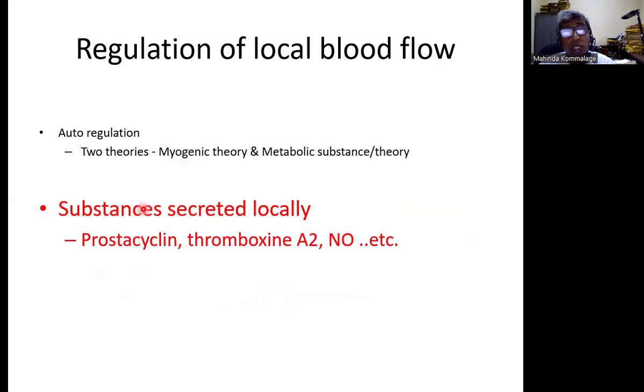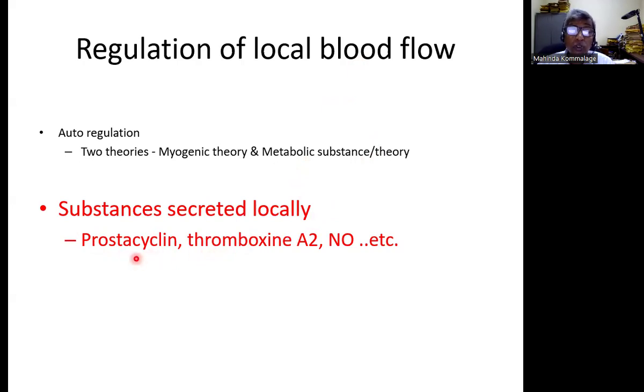Right. So for the local regulation, I explained about the metabolic substance operating mechanism. Then, as I mentioned earlier, we have substances really secreted locally, right? These metabolite substances are not really secretions. They are just products of the cells. But really, we have local secretions that can act on blood vessels to dilate or constrict the blood flow, right? That also belongs to local regulation, but we don't call it auto-regulation or metabolic mediated regulation. This is a substance-mediated local regulation.